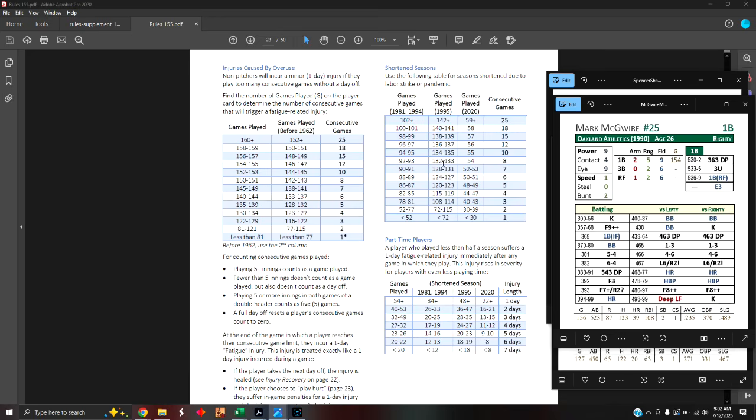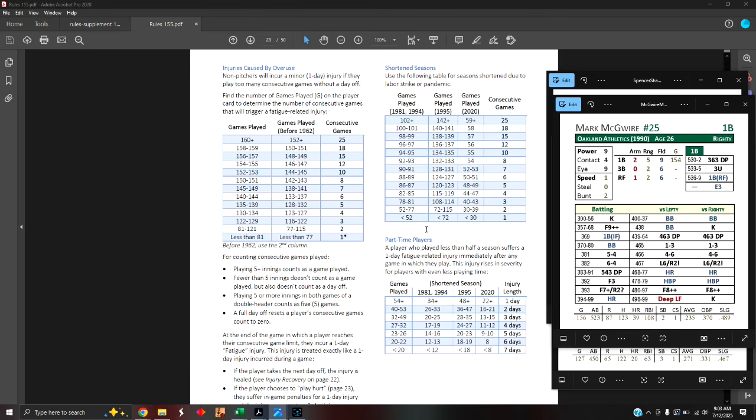And there's a chart here for the shortened seasons. Much like if you're playing before 1962 and there was only a 152 game season, you would use this chart. If you're playing these strike shortened seasons or shortened seasons, you'd look at these charts. Yeah, I was right. 1981, 1994, 1995, 2020. Those are the shortened seasons because of either strike or pandemic. So you would look at these number of games played to determine how many consecutive games the player can play.